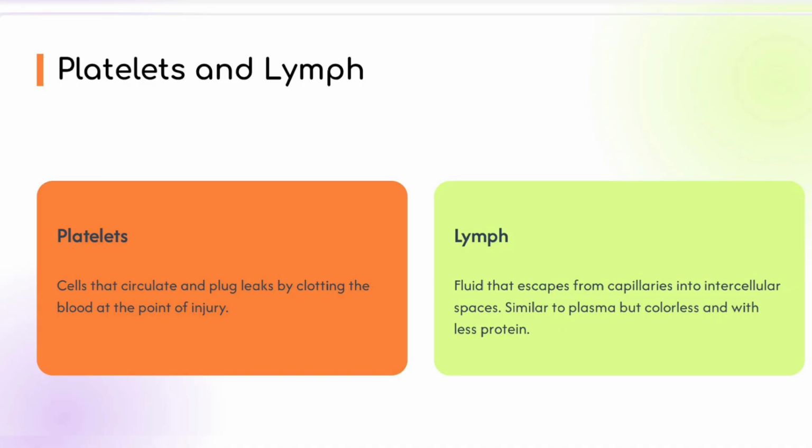Plasma has more proteins, while lymph has less protein. It carries digested fat and also helps in fighting germs. It eventually returns to the blood. Together, blood and lymph form the complete circulatory system.